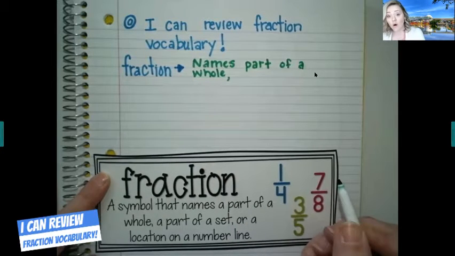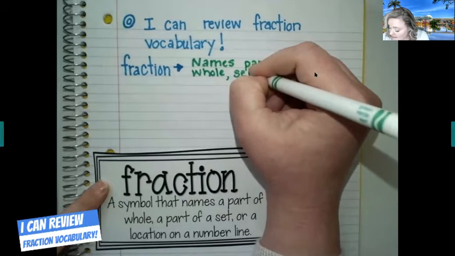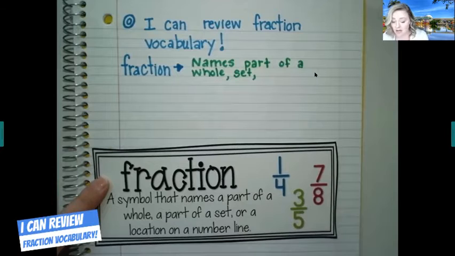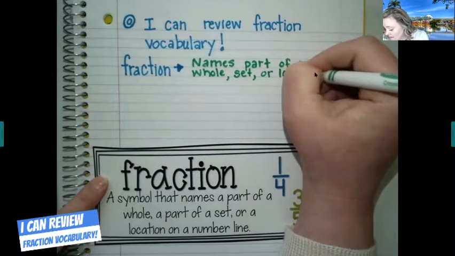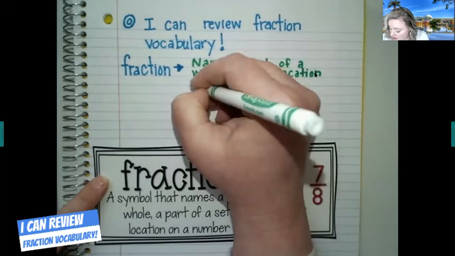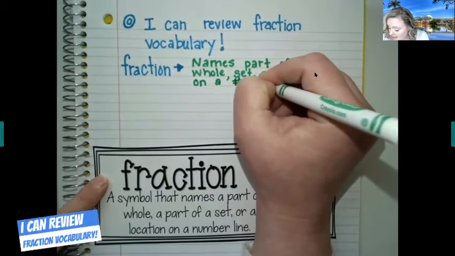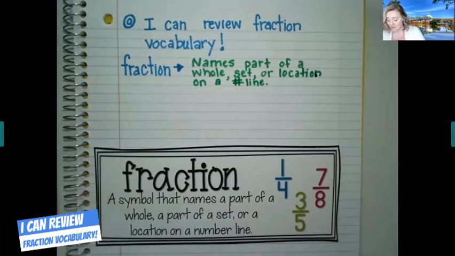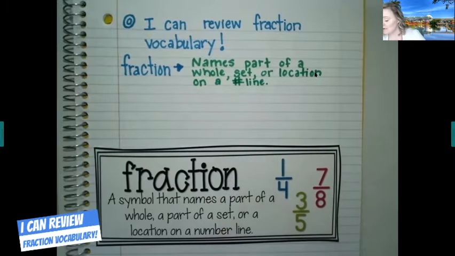Comma. So when we're talking about a whole, it also can name part of a set or a location on a number line. I use what you guys call the hashtag symbol, which is also a pound sign, which also is a number symbol. So I'm using this symbol, which we have three names for, hashtag, pound, or number, as the abbreviation for the number line.